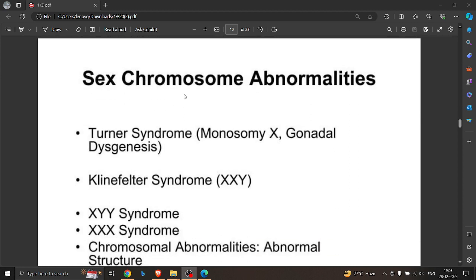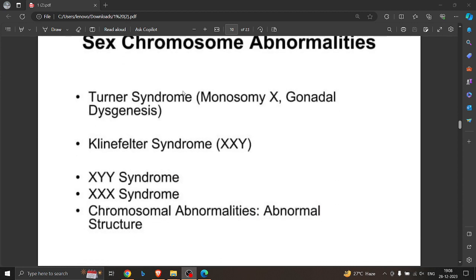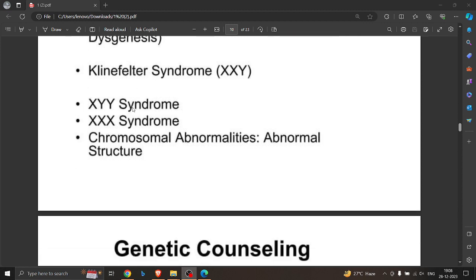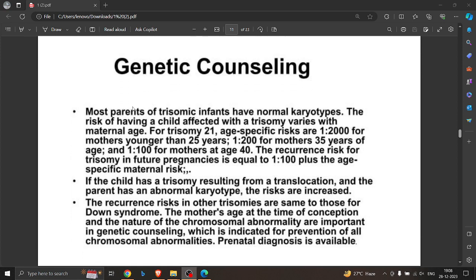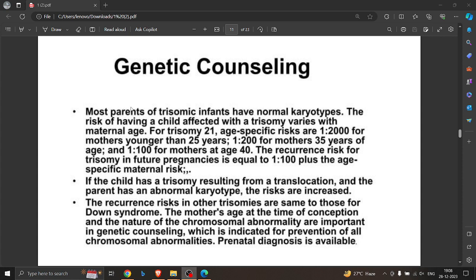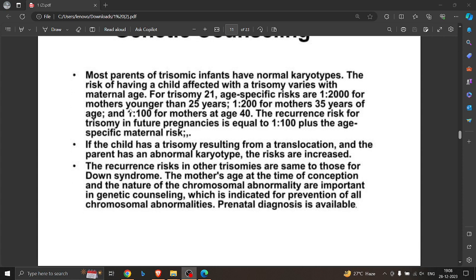Next, these are the syndromes that I have explained: sex chromosome abnormalities, Turner's, Klinefelter, XYY syndrome, XX syndrome. So, genetic counseling can be given for the parents. Most parents of trisomic infants have normal karyotypes, and the risk of having a child affected with trisomy varies with maternal age.